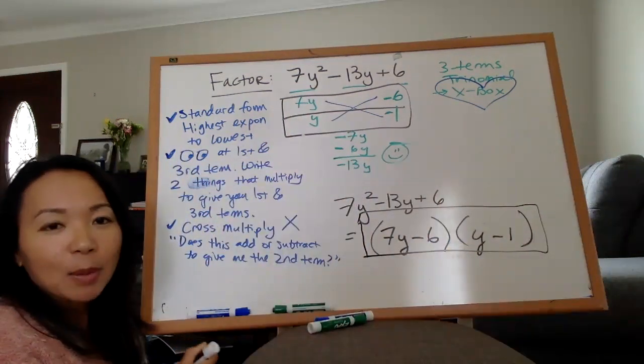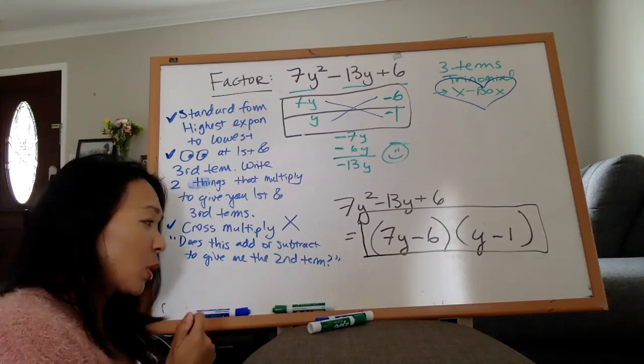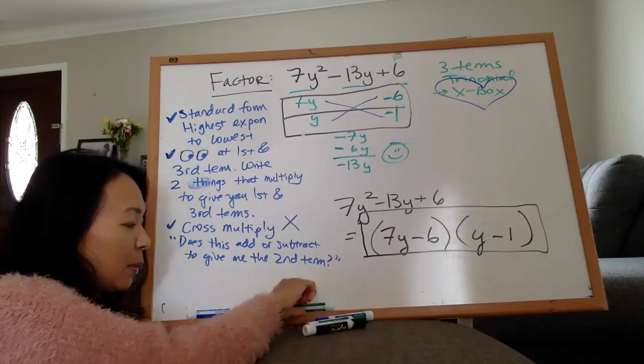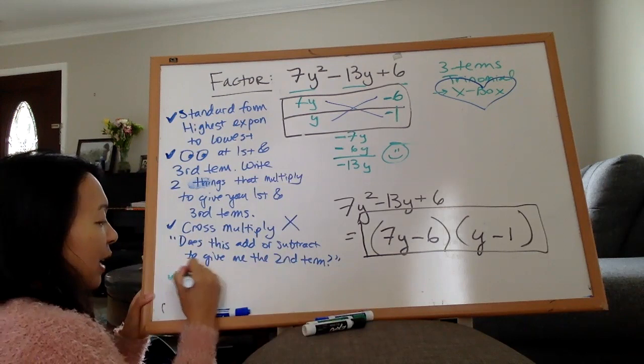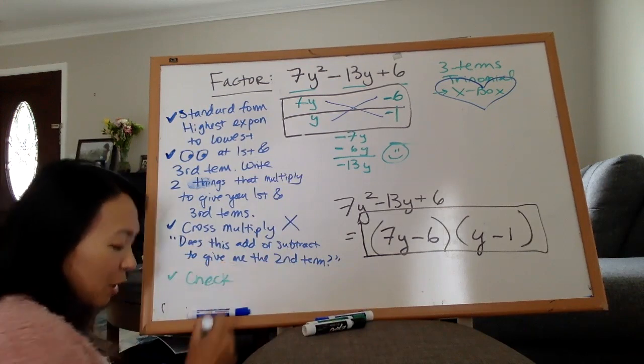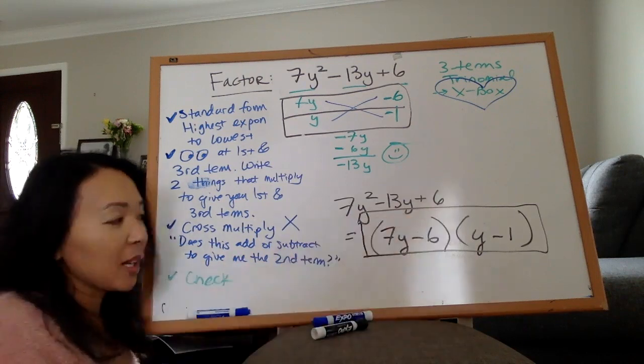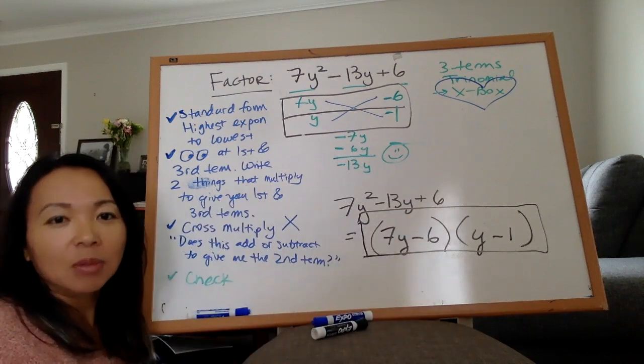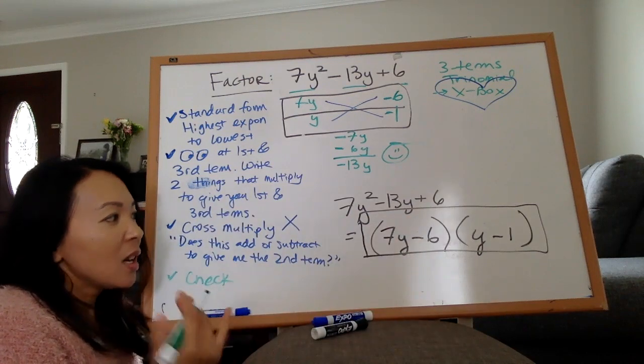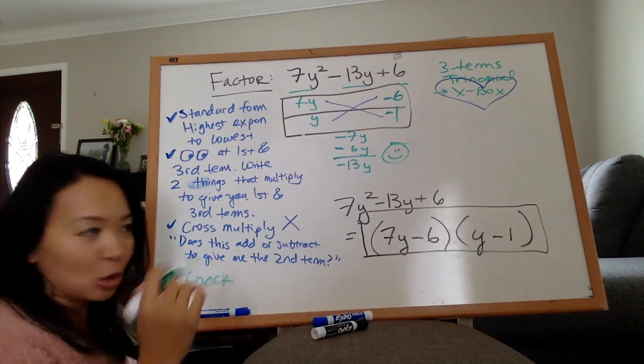And the very last step, which I encourage you to do, especially if you're doing a test or a quiz, is to make sure to check your answer. And how do you check your answer? Well, you check your answer simply by multiplying through. So remember, factoring is the reverse of distribution. So if you want to check your answer, you just distribute.